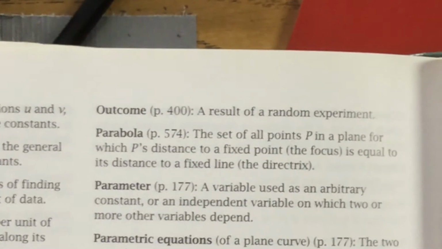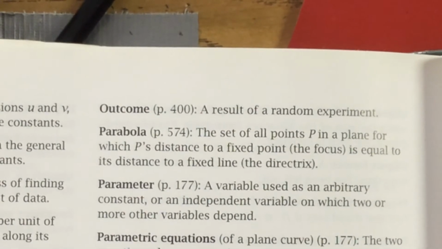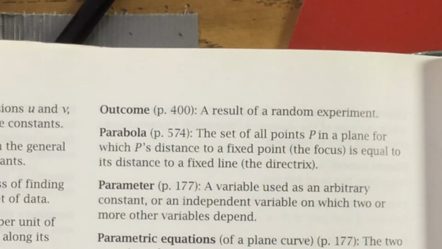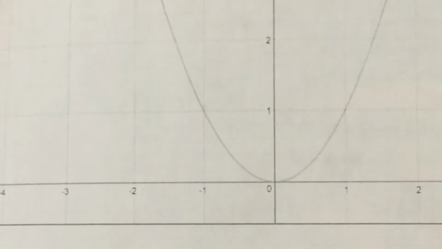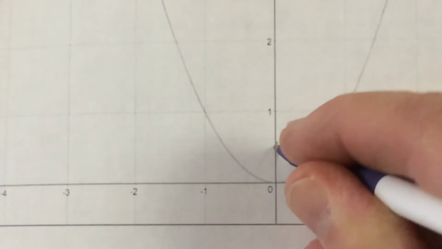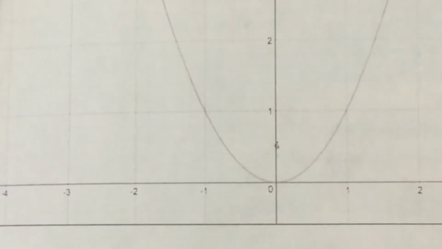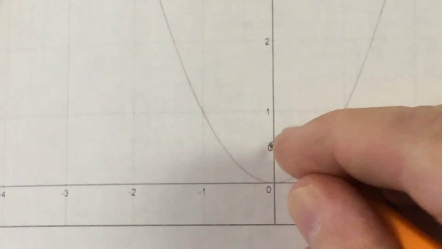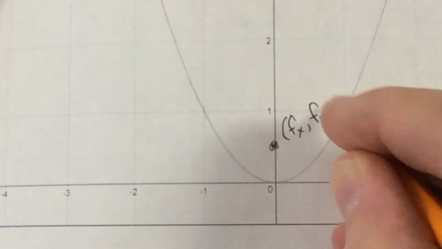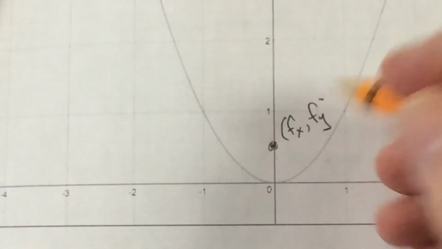For example, looking at the definition of a parabola. The definition is the set of all points P in a plane for which P's distance to a fixed point is equal to its distance to a fixed line. So if we're looking at this parabola, we've got some fixed point over here and some fixed line over here. And I want to give these names. This is the focus. So let's call the coordinates of this fx and fy, the x and y coordinates of the focus.